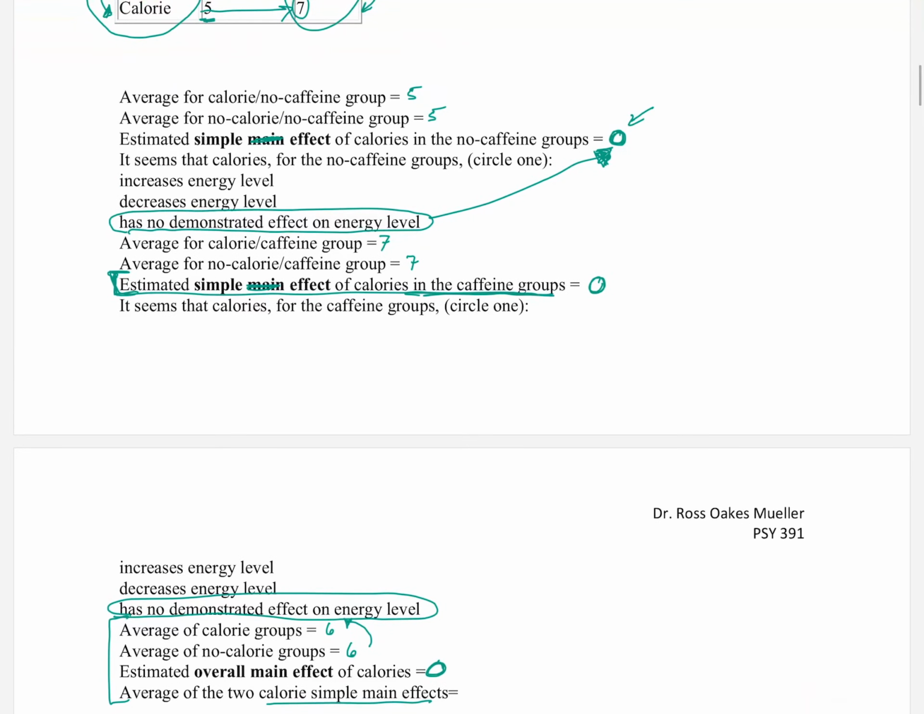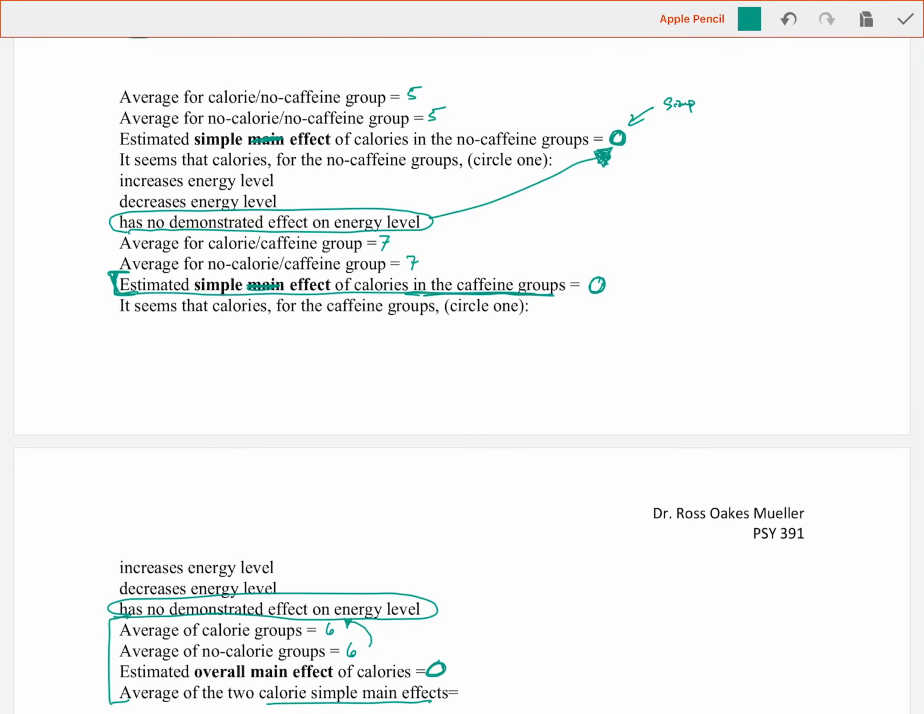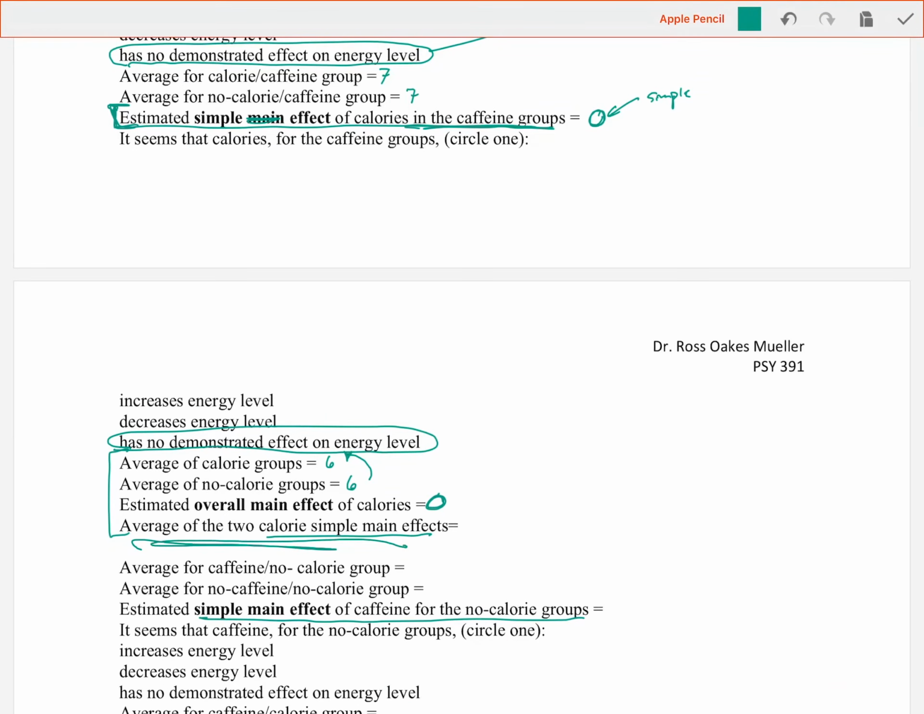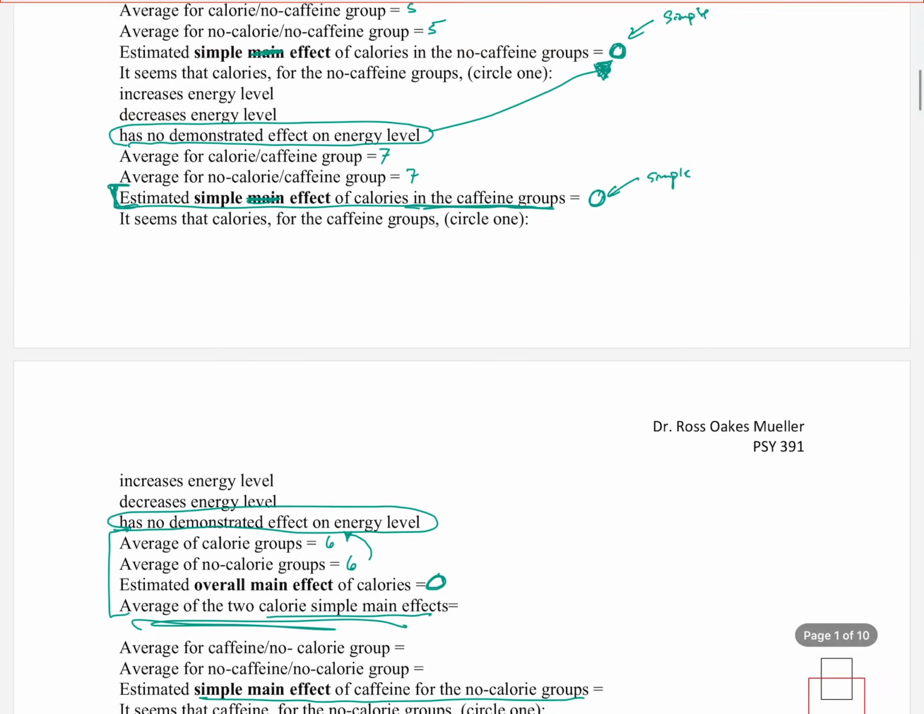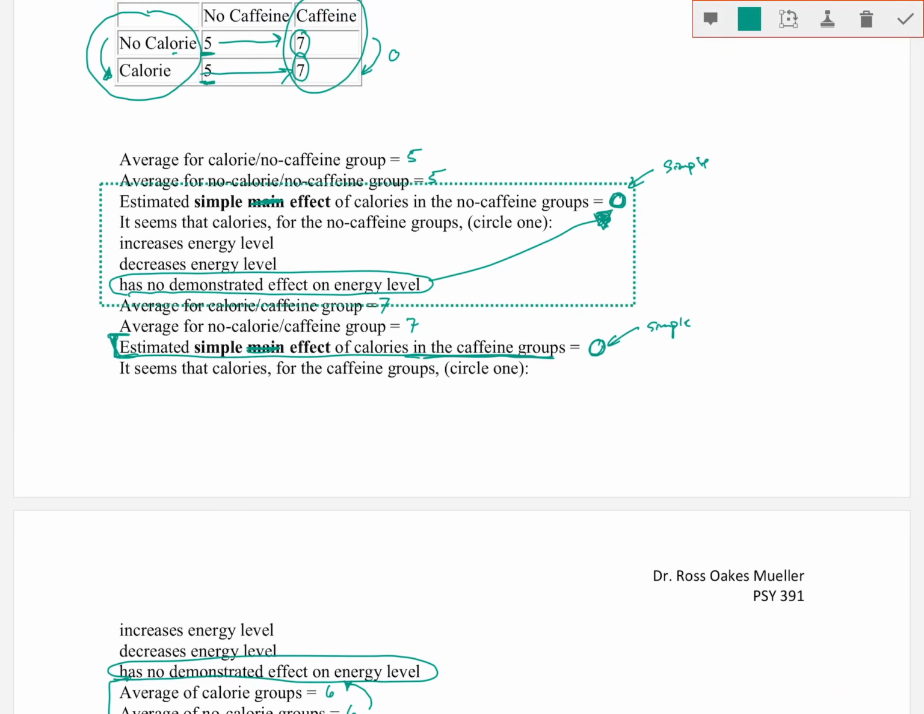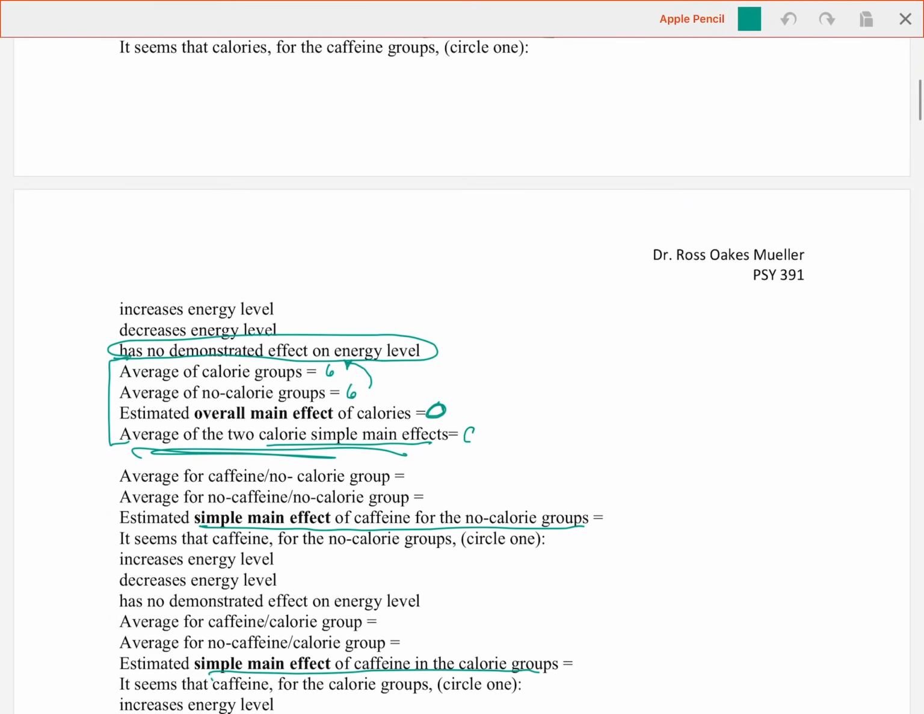Okay, so now I have one simple main effect and another simple main effect. So what I want to do for this last question down here is I want to average those two simple main effects. Here I have a simple main effect of 0 and another simple main effect of 0. The average of those two is 0, and lo and behold, the average of the simple main effects is the same as the overall main effect. We should find this time and time again. What I want you to do is to use that to check your work.